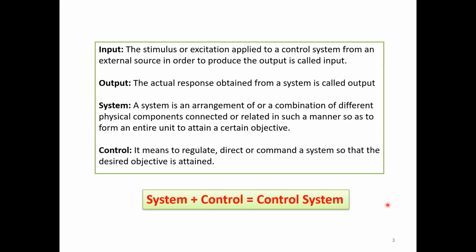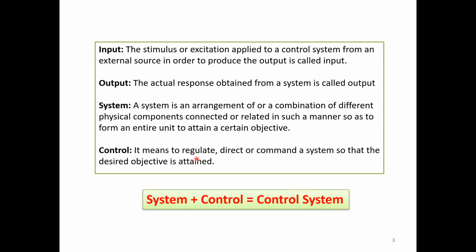From another source is known as the input, and the output is the response of the system. And what is a system? A system is an arrangement or a combination of different physical components connected or related in such a manner so as to form an entire unit to attain a certain objective. It is a collection of different physical components.